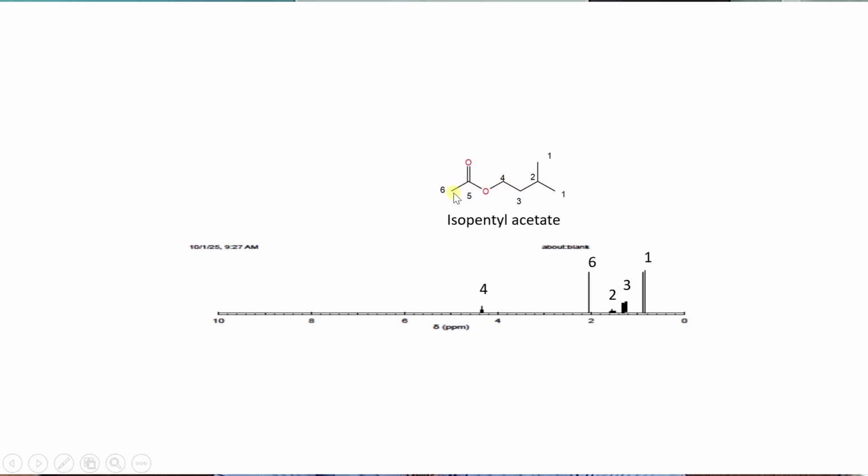And then this proton is actually a singlet because it is not interacting with any of the other carbon protons. Because it is connected to the carbon, it will be around 2. So here you can see this is the 1H proton NMR.